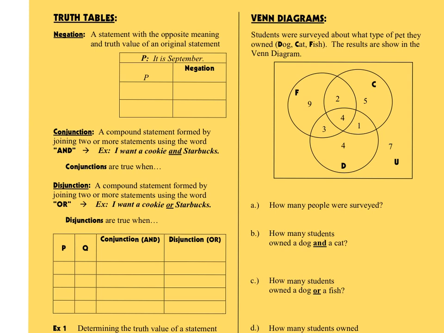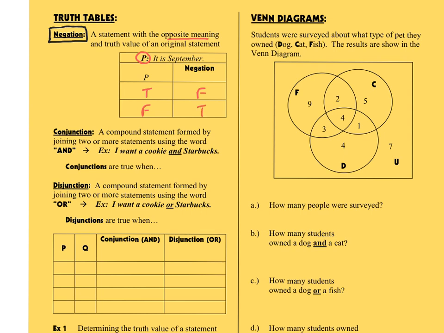The first thing we want to look at is a couple vocabulary words. We're going to start with the word negation. Negation simply means the opposite meaning or truth value of some statement. So let's say that I have a statement, I'm going to call it statement P, and my statement is, it is September. It is possible that my statement P could be true. It's also possible that my statement P is false. So the negation of that statement will just change those truth values. So if statement P was true, the negation of it would be false, and if statement P was false, the negation of it would be true.